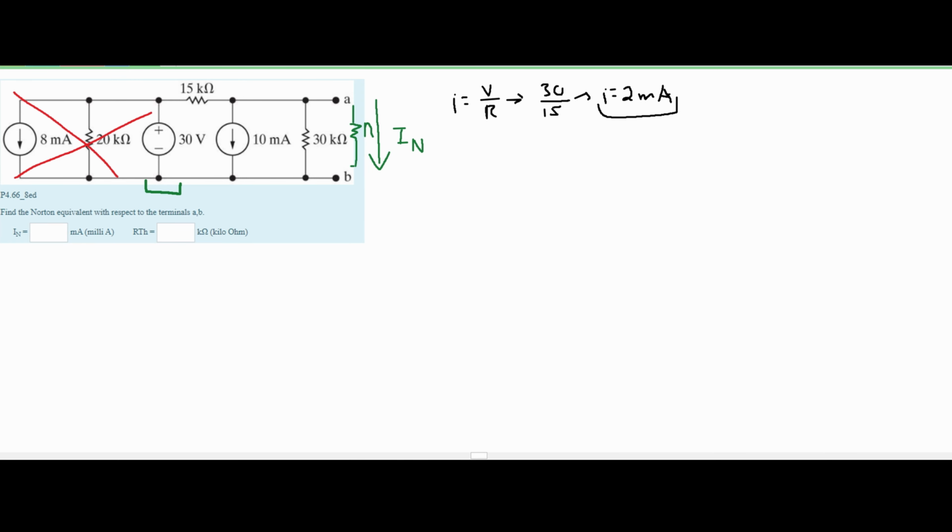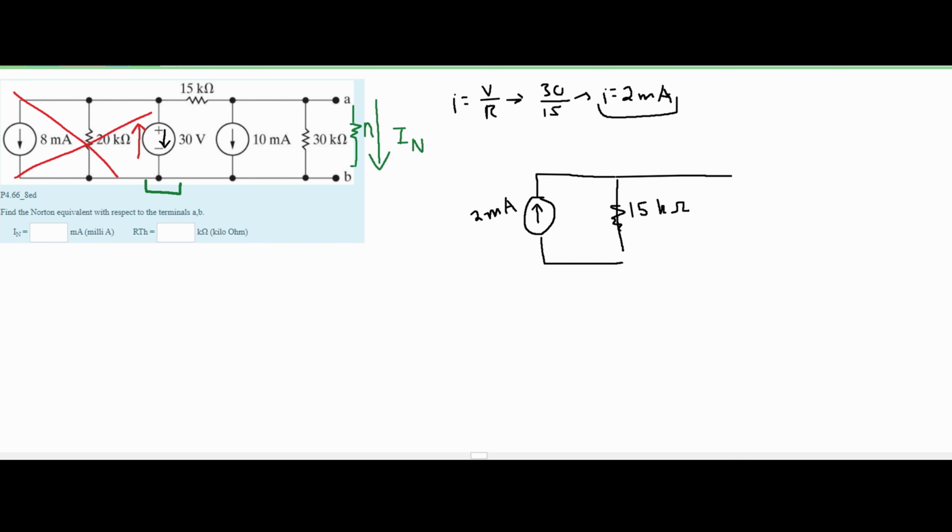When we look back at our diagram, we know that our voltage is going this way, into the positive, out of the negative, so our current must be going this way. When we redraw our diagram, we're going to have a circle with our current direction inside of it, and then 2 milliamps outside of it, because this is the direction of our current. Then, because of source transformation, we need to have this 15 kilo ohm resistor in a parallel formation.